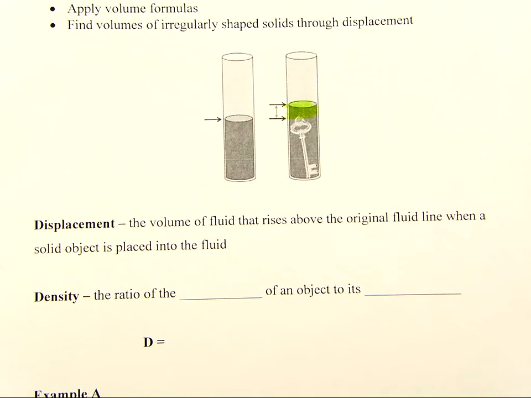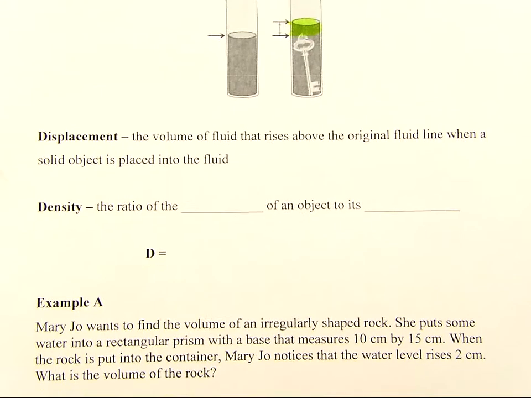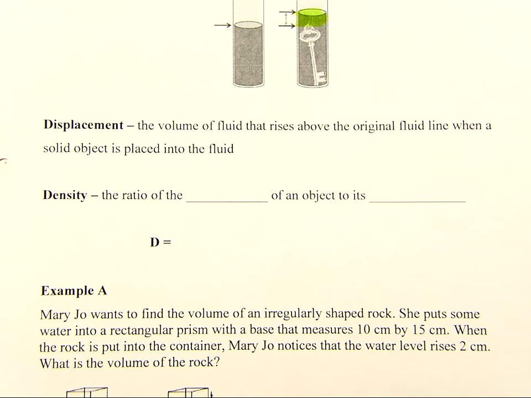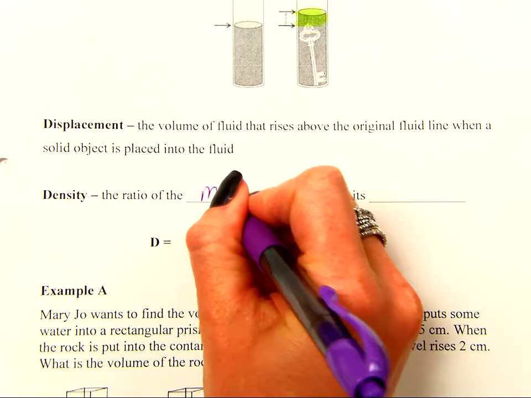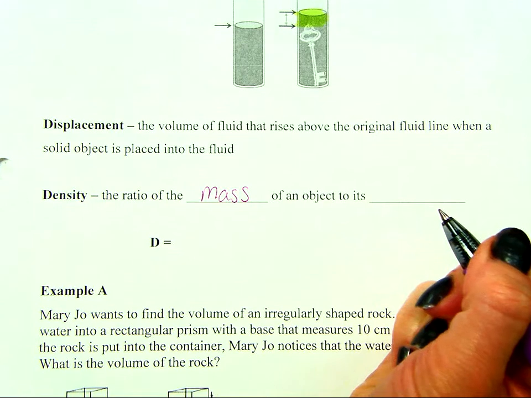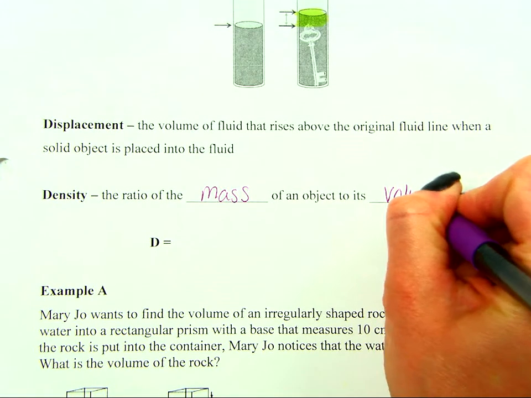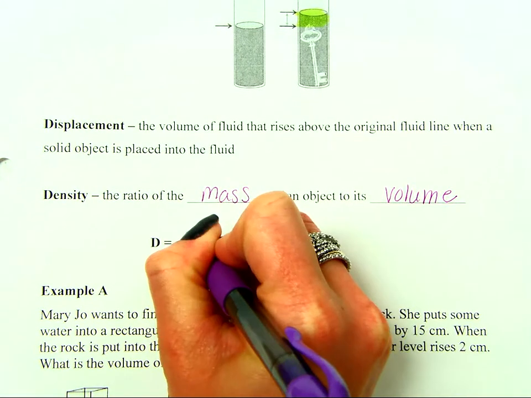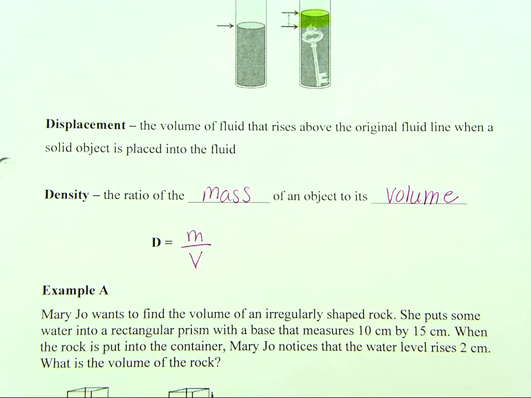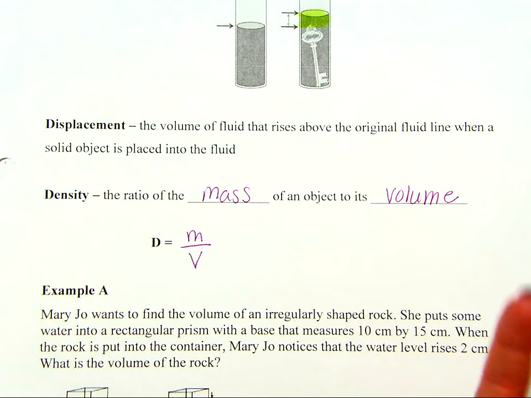Also, another reminder: when we talk about density, we're going to define it as the ratio of the mass of an object compared to its volume. So density is mass divided by volume. Now that doesn't always tell us what density is. When you think about density, that kind of determines whether an object sinks or floats. It really is about the degree of compactness, how compact something is.